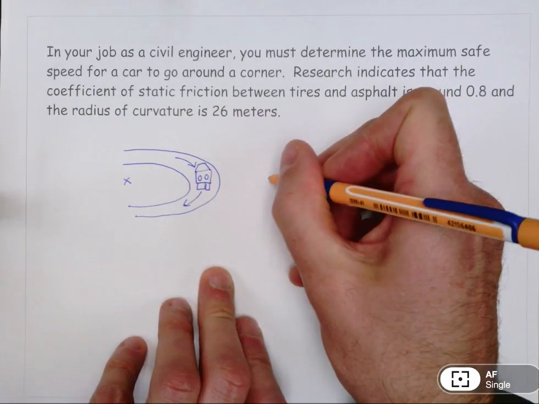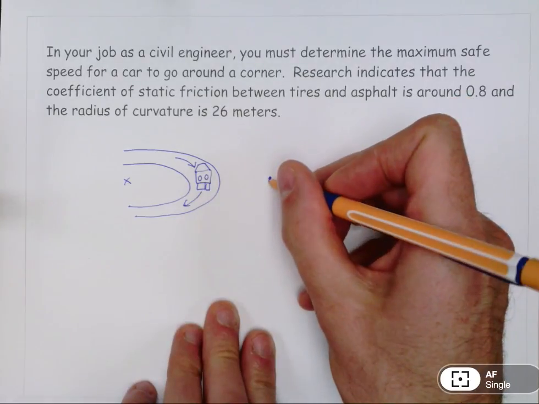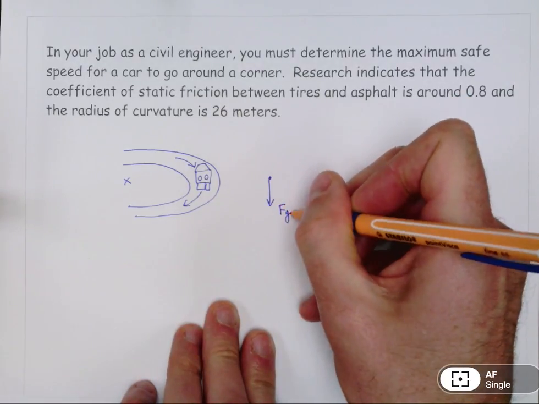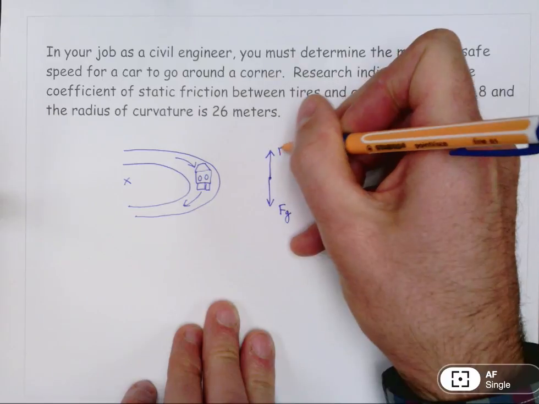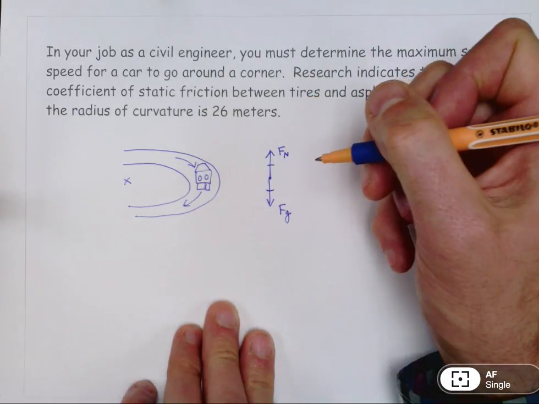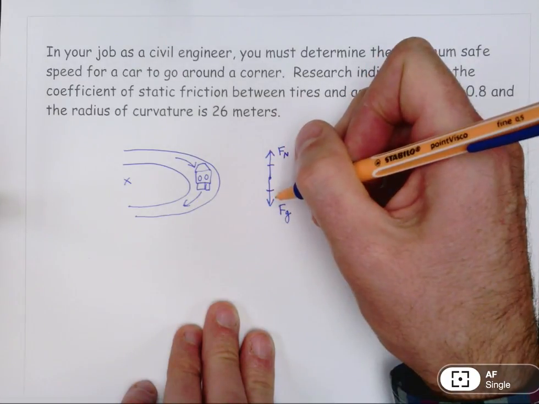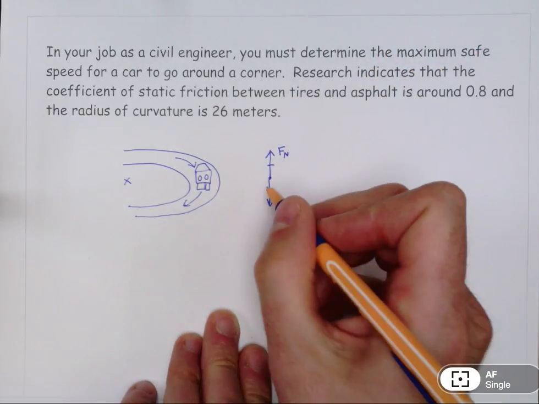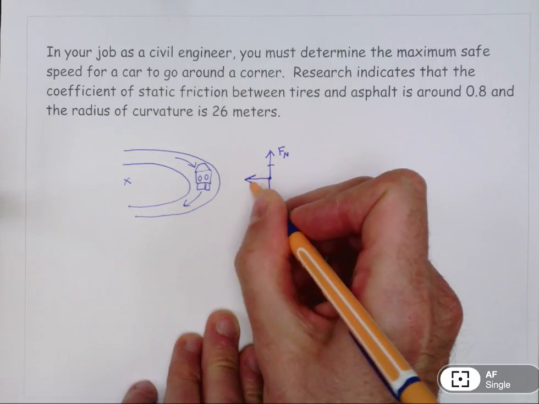So if we draw a free body diagram of it when it's in that position, of course, the Earth pulls down on it. That's the force of gravity. The ground pushes up on it. That's a normal force. Those two are going to be balanced because there's no acceleration here in the up and down direction. As we know, when something moves in a circle, there has to be an inward force.